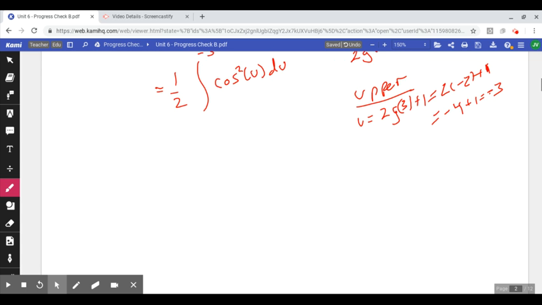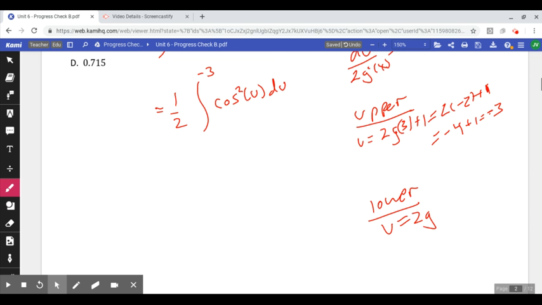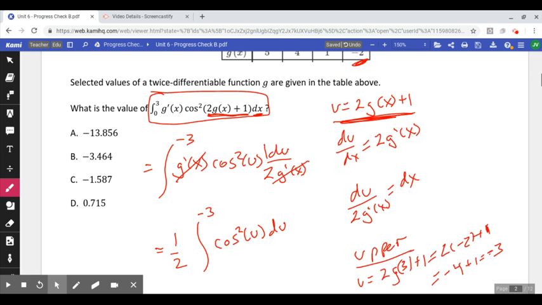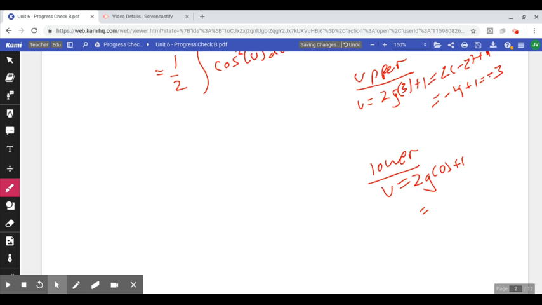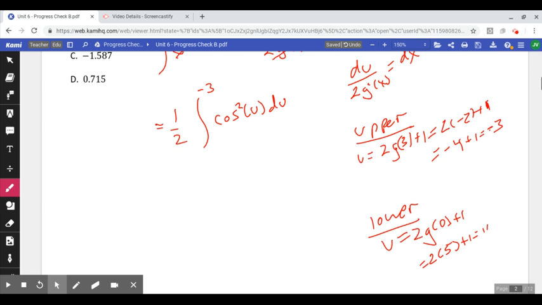For the lower limit, we're going to do the same thing, except this time the lower limit is 0. Let me just make sure it is. So we'll do 2 times g of 0 plus 1. Let's figure out what that is. g at 0 here is 5. So that'll be 2 times 5 plus 1, which is 11. So that's our new lower limit. Now, don't worry if the lower limit has a greater value than the upper limit. Our calculator will be able to deal with that just fine.